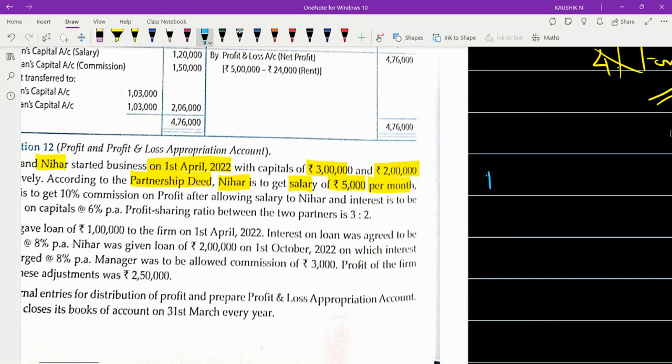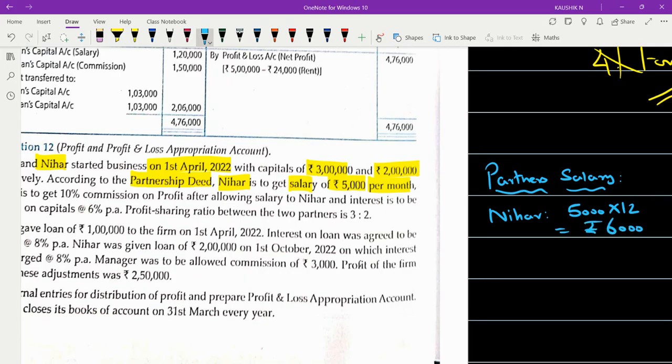Partners' salary. So who is eligible for this? Nihar. And how much is it? 5,000 per month. So that means 5,000 into 12. This will give you an amount of rupees 60,000. This is the first one which I have done.